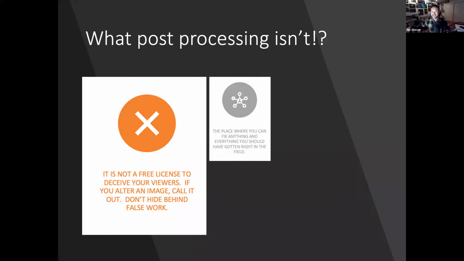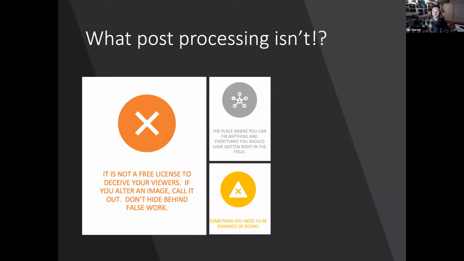Post-processing also is not the place where you can fix anything and everything you should have gotten right in the field. I teach a class on fixing some of your issues in post-processing, which is a very popular class and one that I enjoy, because sometimes we don't get certain aspects right in the field, and there are minor ways we can correct those in post-processing. But oftentimes I'll see clients with images where the light is just completely wrong, and they're like, well, how can we fix this image? And it's like, we can fix it by going back out again.